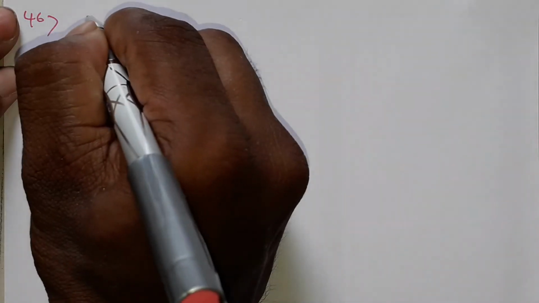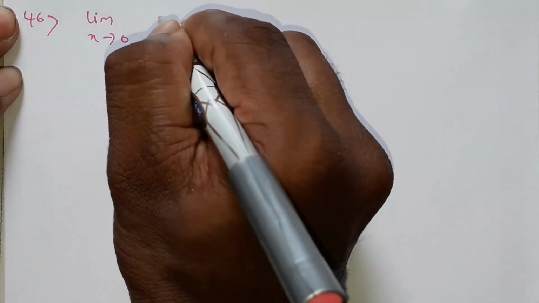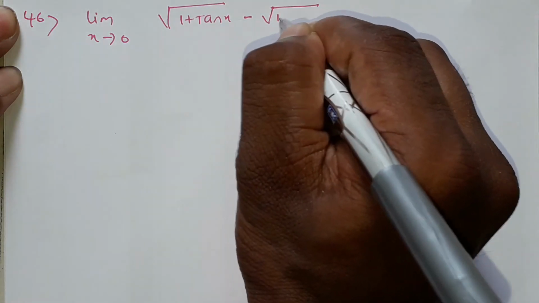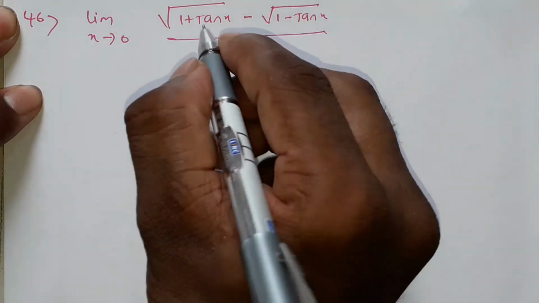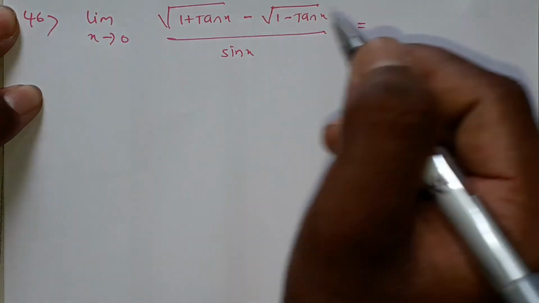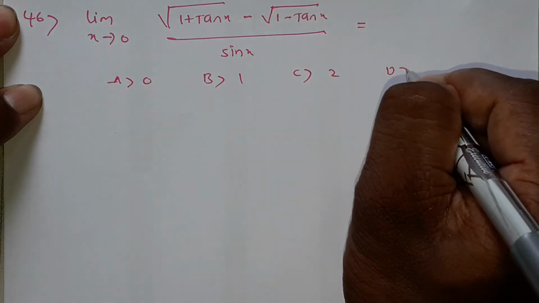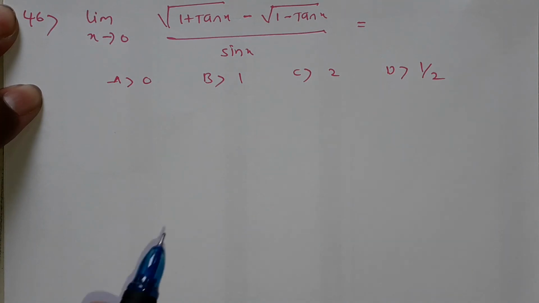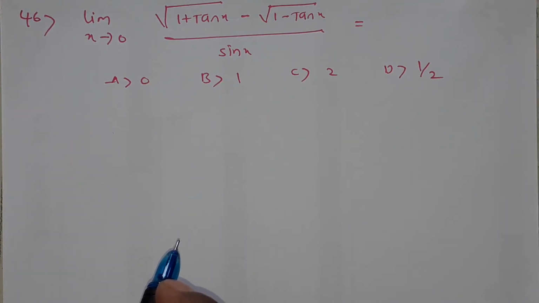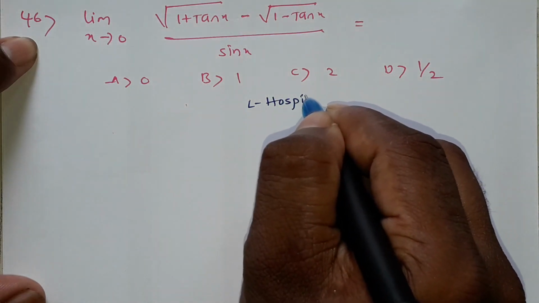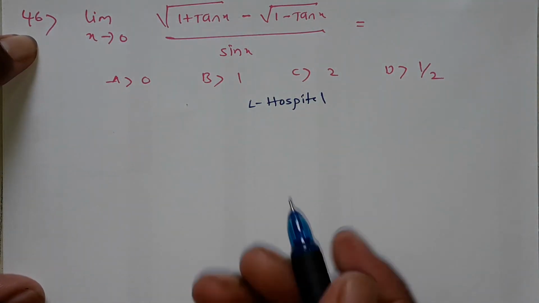Question is 46. Limit x extends to 0, under root 1 plus tan x minus under root 1 minus tan x by sin x equal to. Option A is 0, option B is equal to 1, option C is equal to, option D is equal to what, 1 by 2. Easy question, simply. Here we have to apply a rule. What rule? We can apply the L'Hospital rule. Another rule is rationalization. If we apply the L'Hospital rule, the use is that we have an idea of the differentiation formulas, but it comes easily.